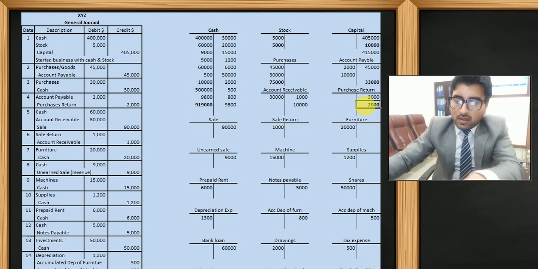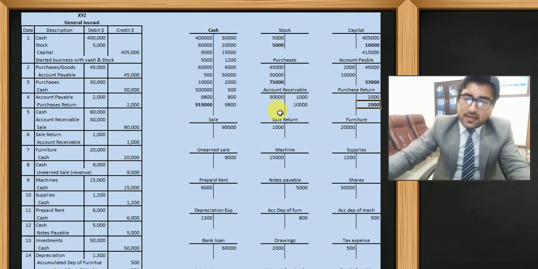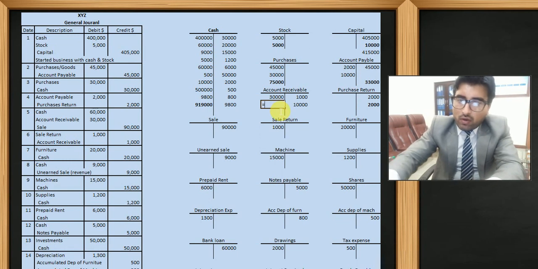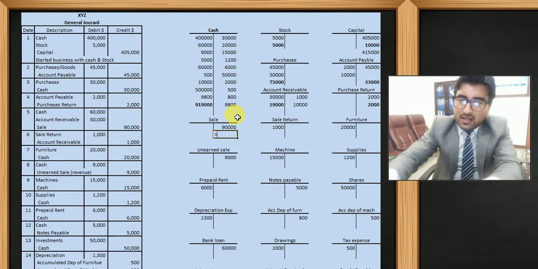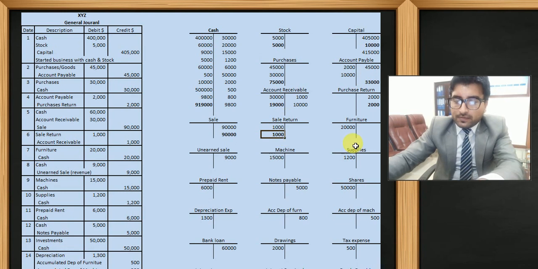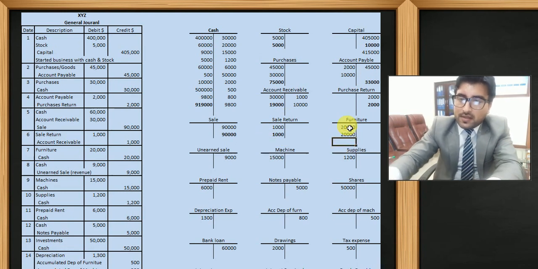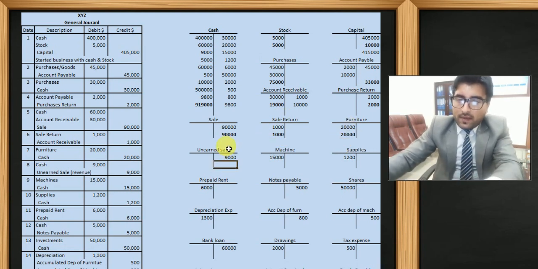And how much is the balance in account receivable? Account receivable is an asset and it has a debit balance, so from 30,000 minus the sum of the credit side, these two values. So this is the balance in account receivable. How much is the balance in the sale? That is 90,000. The balance in sale return is the same, the furniture is also the same, and in unearned sale, the balance is the same.